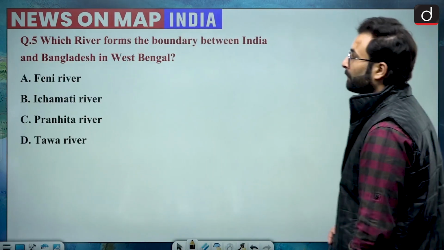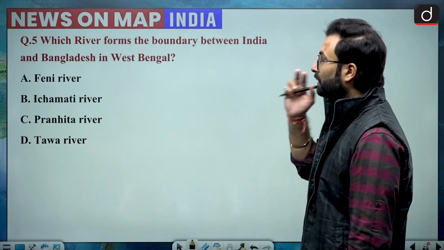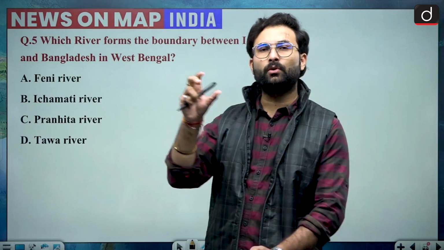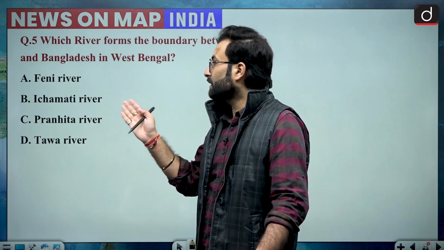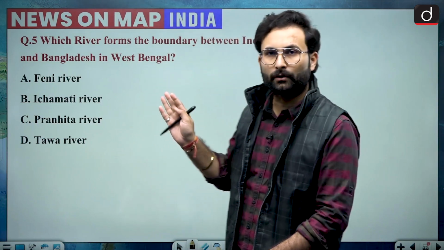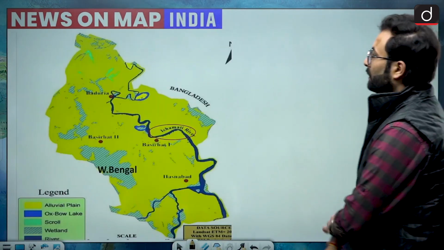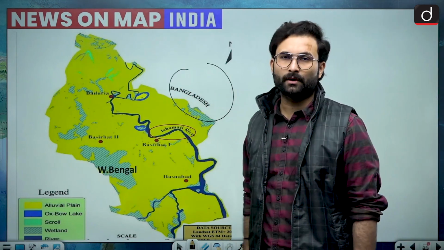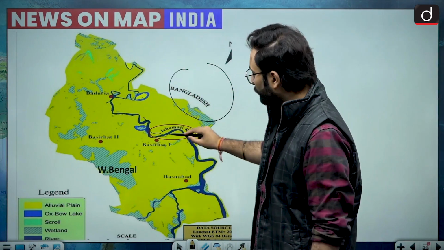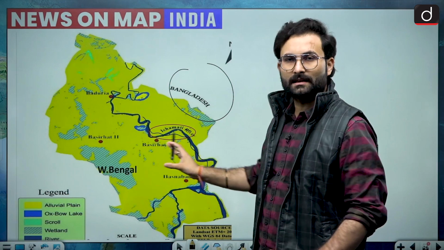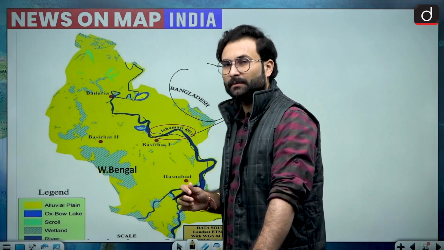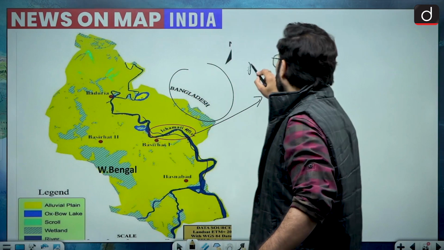Question number 5. Which river forms the boundary between India and Bangladesh in West Bengal? Basically they are talking about a transnational river which is also passing through West Bengal. Feni river, Ichamati, Pranhita and Tawa river. We will have a look at these rivers one by one. Here you can see this is Bangladesh, and this part is West Bengal, and you can see this is moving like this, and we can say this is a transnational river. Second thing is, the Ichamati river was in the news because of some dredging activity over there. And this is National Waterway 44.